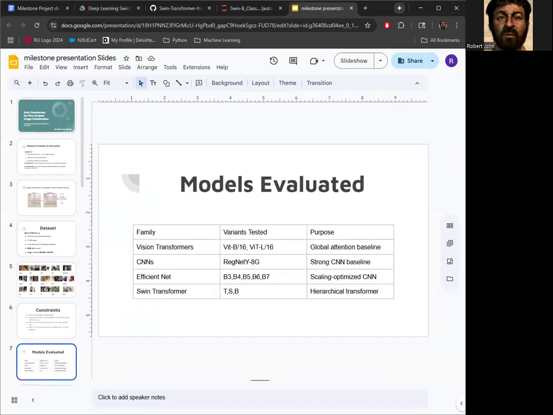For evaluation, we compared across 4 models. First, vision transformers as our global attention baseline. Second, CNNs, a strong modern convolution-based baseline. Third, EfficientNet, which are scaling optimized CNNs designed for parameter efficiency. And finally, the Swin transformer tested on tiny, small, and base configurations, which use a hierarchical transformer design. This mix lets us compare traditional CNNs, scaling optimized CNNs, standard global attention transformers, and our hierarchical Swin approach.